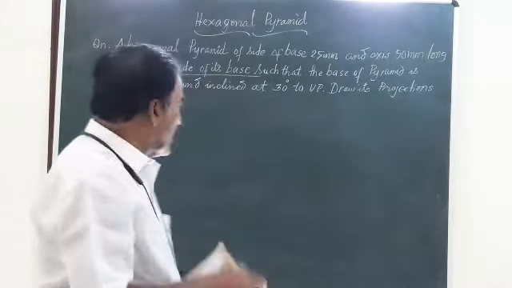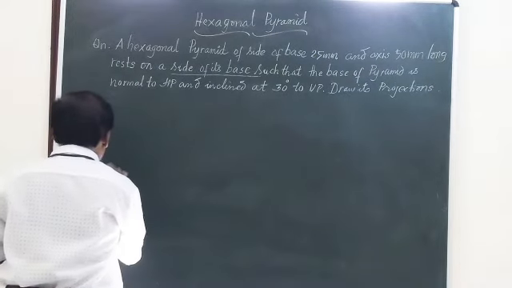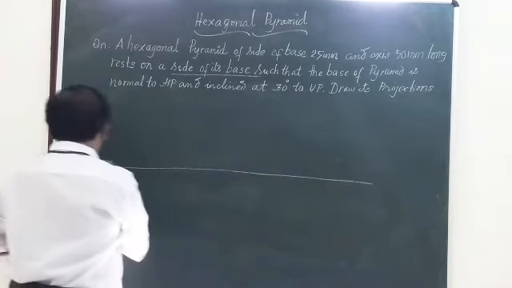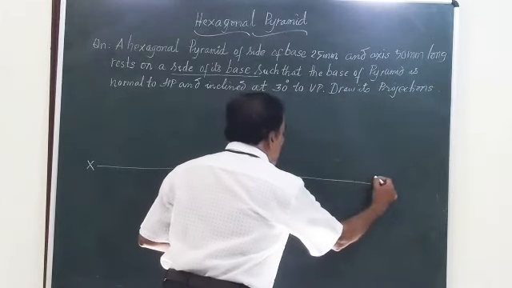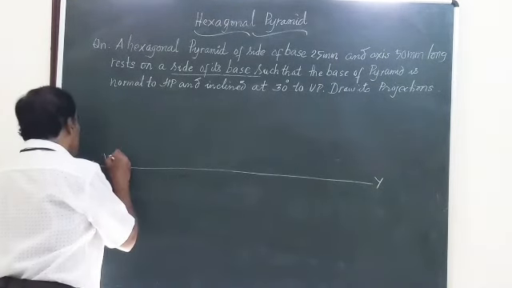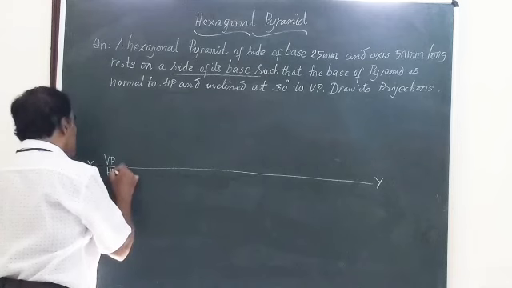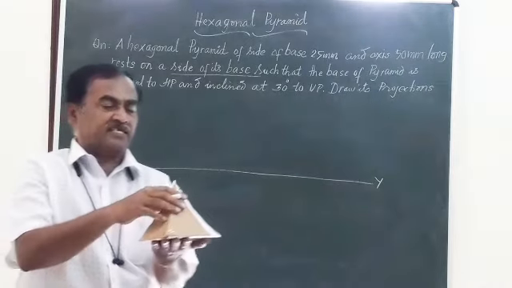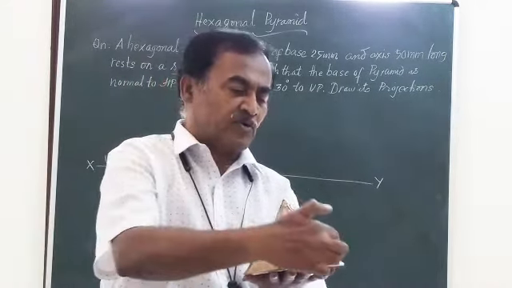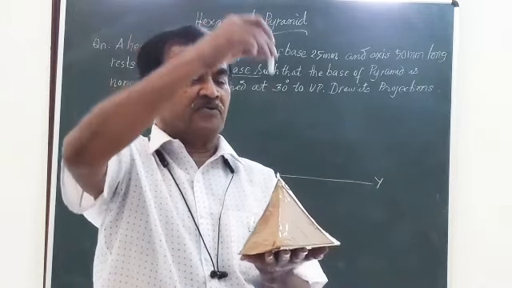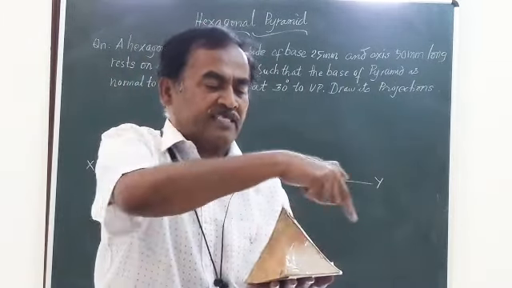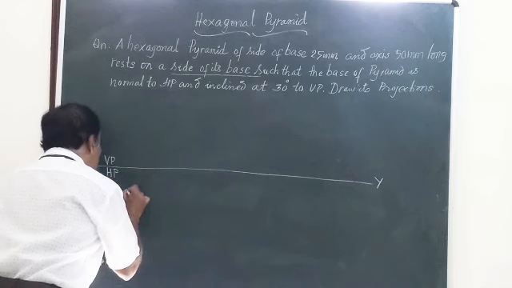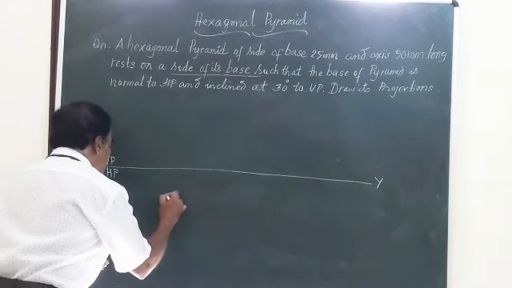So I start the problem like this. I mark the XY line. XY line we have marked, and here I mark VP by HP, indicating that the projection followed is the first angle projection, and I am going to place the object. When I place the object with one of the sides normal to VP, and if I see from the top, I will be able to see all the 6 corners of the base. So let me draw that. One side coming towards the right. So I am going to draw a hexagon here.